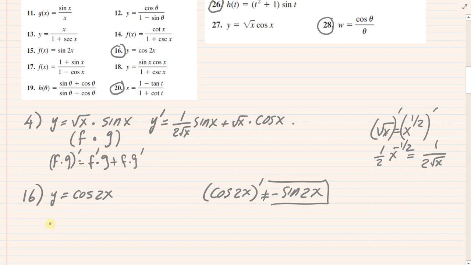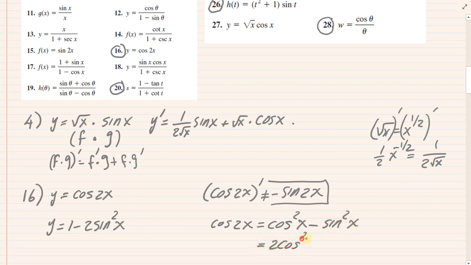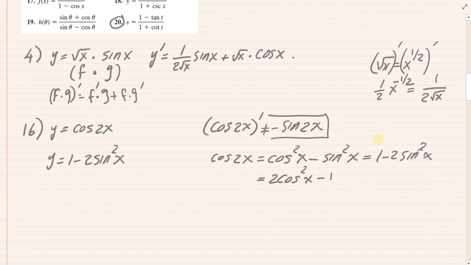So let's proceed. I'm going to write cosine 2x as 1 minus 2 sine squared x. Remember the double angle identity: cosine 2x is cosine squared x minus sine squared x. You can go this way, or that's 2 cosine squared x minus 1, or you can write it as 1 minus 2 sine squared x. There are 3 versions of the double angle identity for cosine. Now I chose the one with the sine in it.